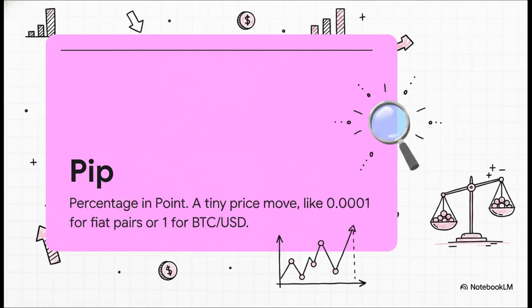Okay, next we have the pip, which stands for percentage in point. A pip is just a tiny price move. For traditional fiat pairs, it's usually the 4th decimal place, like 0.0001. But for BTC/USD, a $1 move is exactly 1 pip. Now, why does this even matter? Because pips are the crucial little units where your profits are actually made or lost. You don't track your success in broad dollars right out of the gate. You track it in pips.